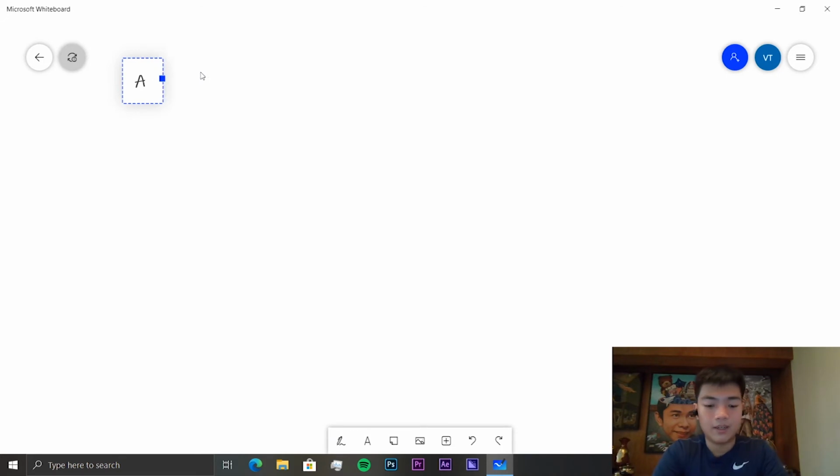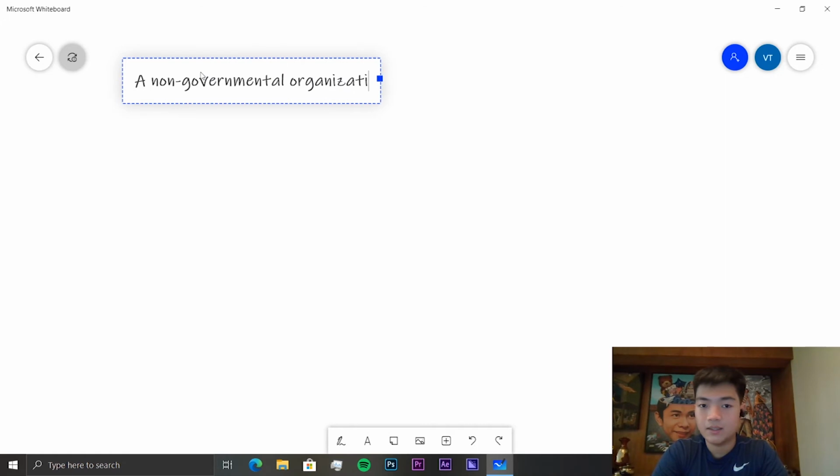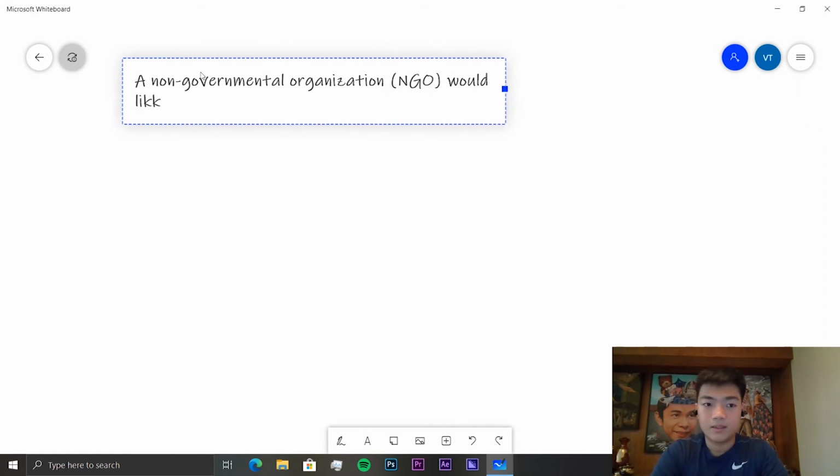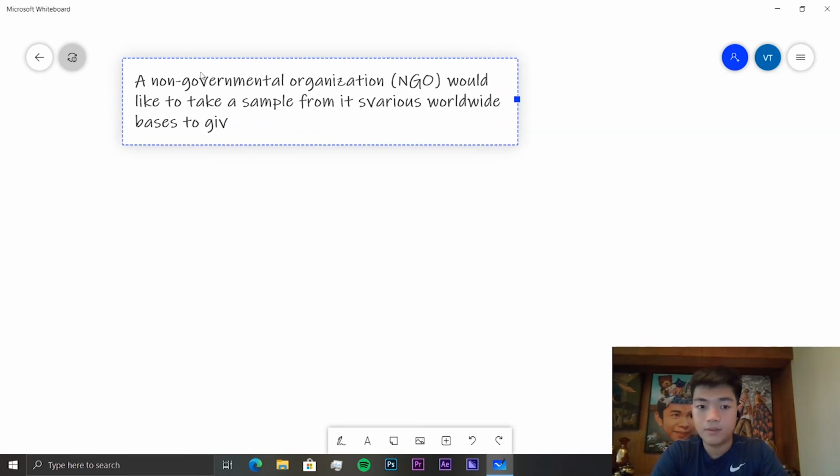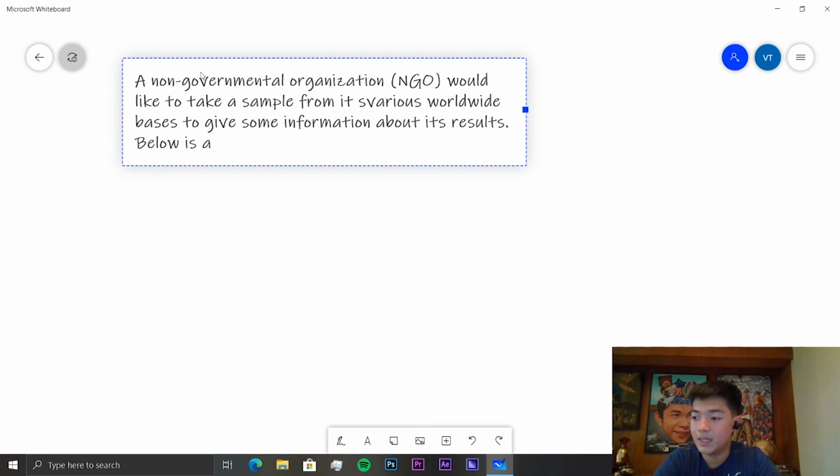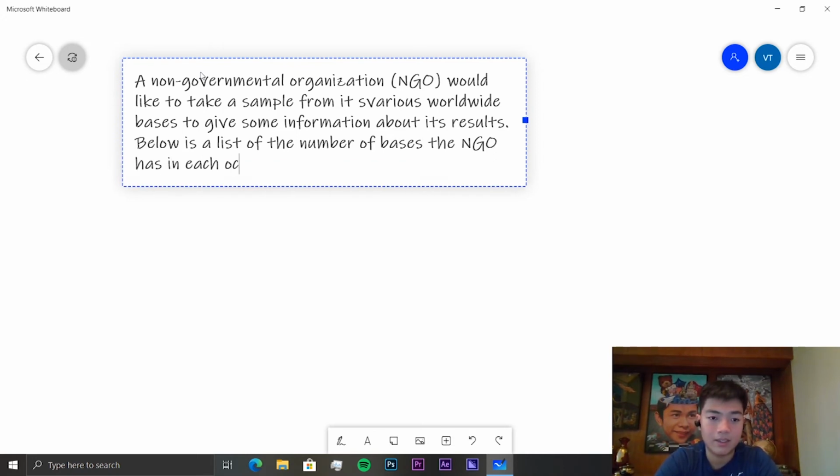So we have a non-governmental organization, which is an NGO, that would like to take a sample from its various worldwide bases to give some information about its results. Below is a list of the number of bases the NGO has in each continent.